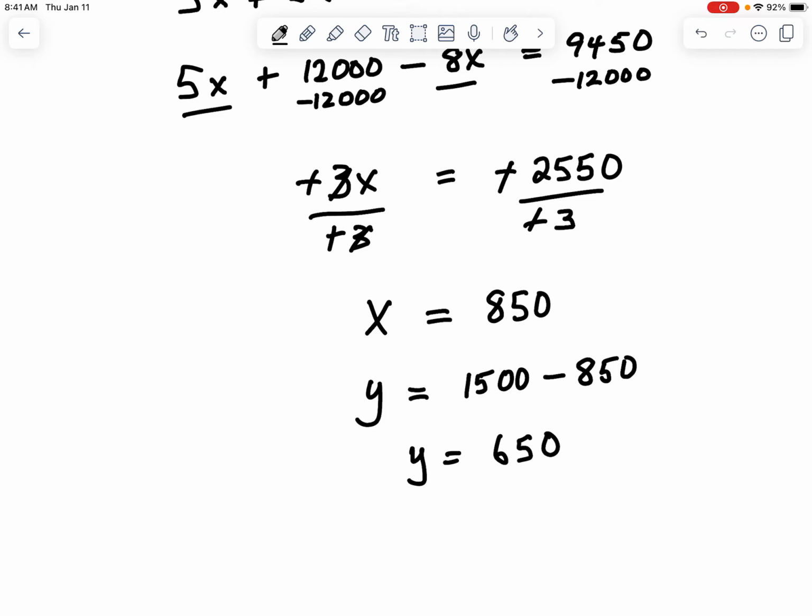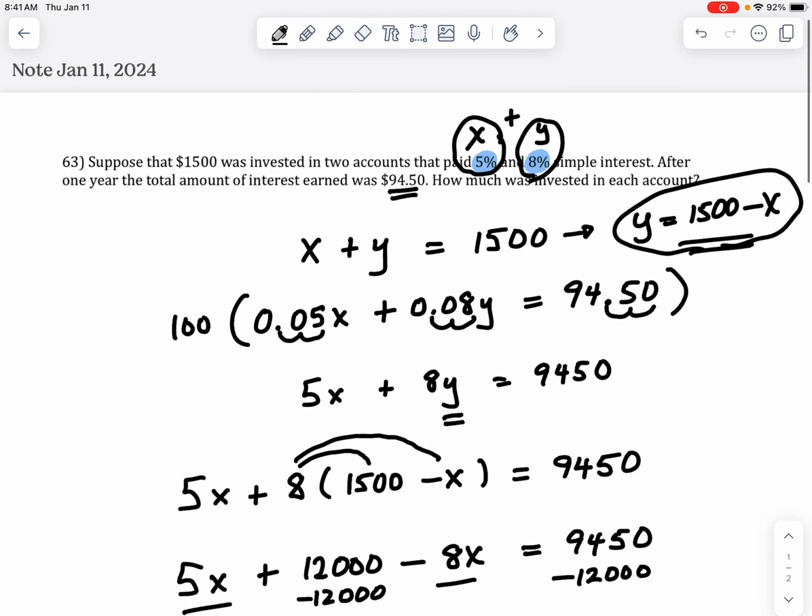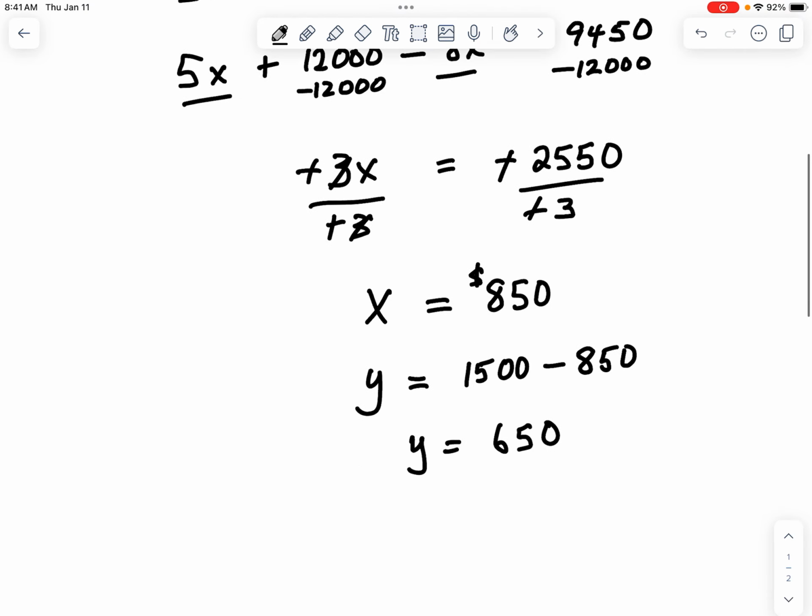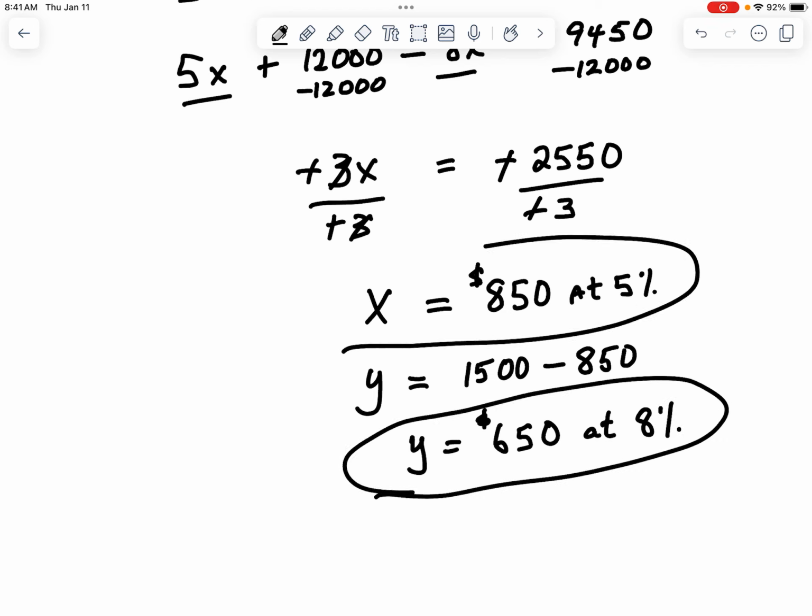And then finally, I would like to label my answer that this is $850 and the X was the 5% account. So back from the beginning, X is the 5%. So $850 at the 5% account, and the Y is $650 at the 8% account. And there we have the final answers.